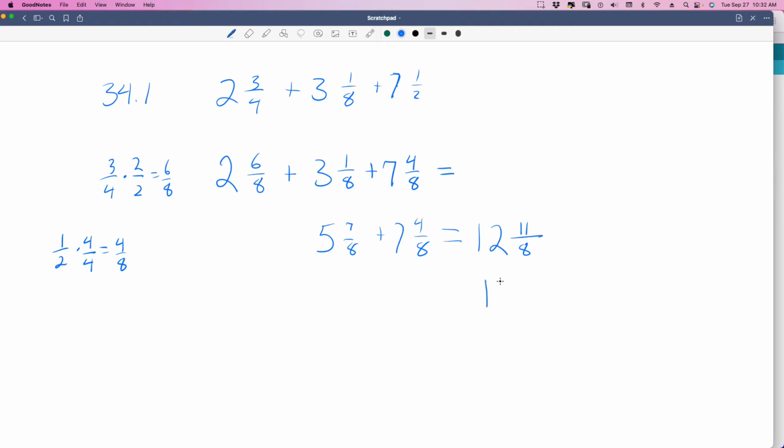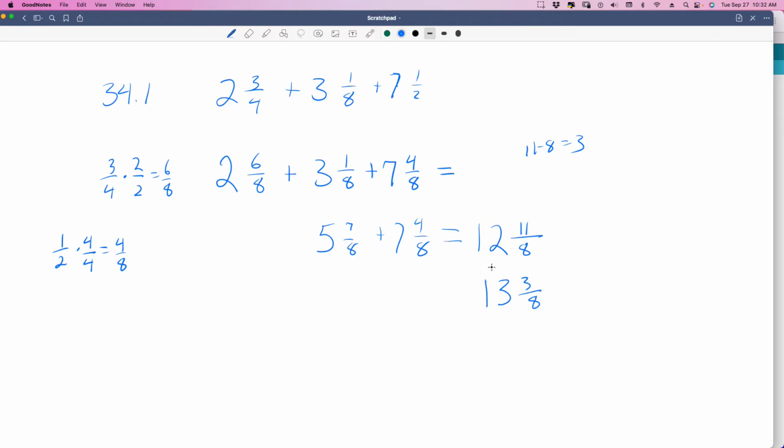So that would really be 13, and 11 minus 8 is 3. So our remainder is going to be 3 out of 8. So this would go to this. Okay? All right.